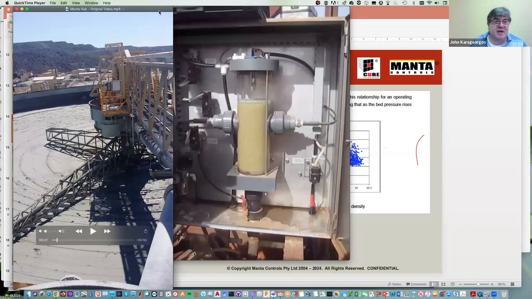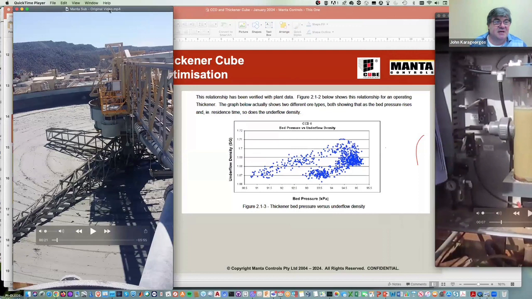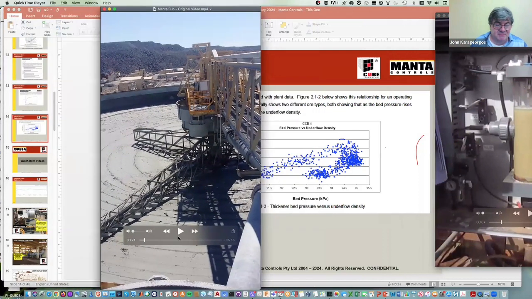What we have here is a video. So here is a diver. This is one of our versions. We're just going to watch a video to show you. There's a sensor on a cable, wrapped around a drum, and the drum just lowers the sensor into the thickener. We're measuring the density profile of particles settling inside the thickener, and we go all the way to the bottom of the thickener.